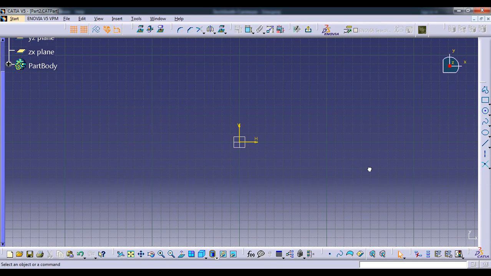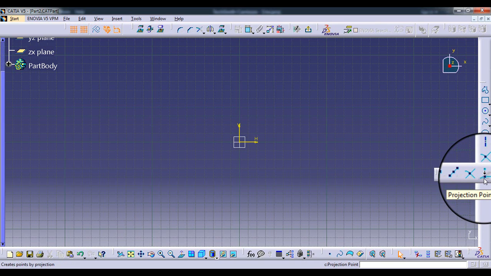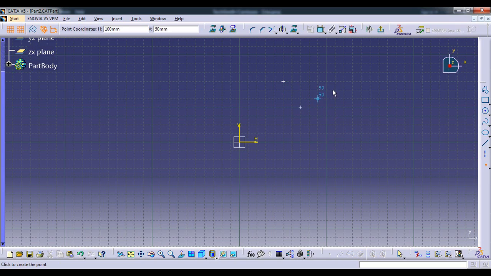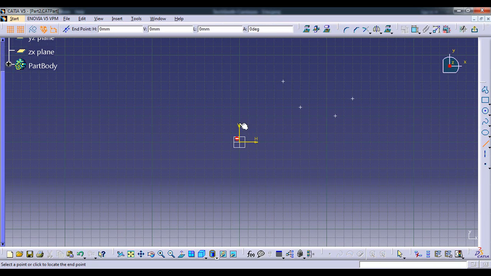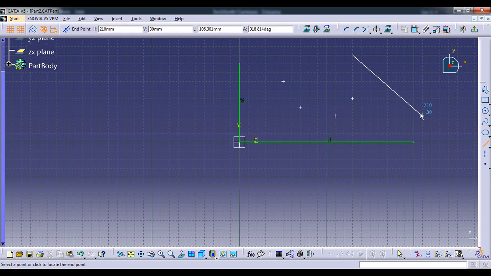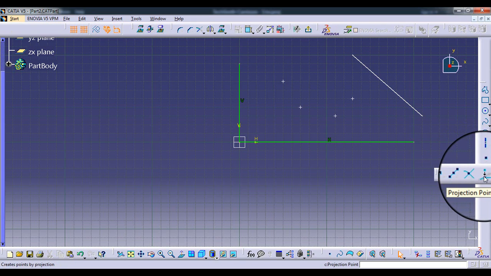There is another command which allows us to plot the projection of points. That command is the projection point command. For that I need to simply plot some points. I will plot these points randomly. I also need some lines. Okay, so we will see how this projection point command works.